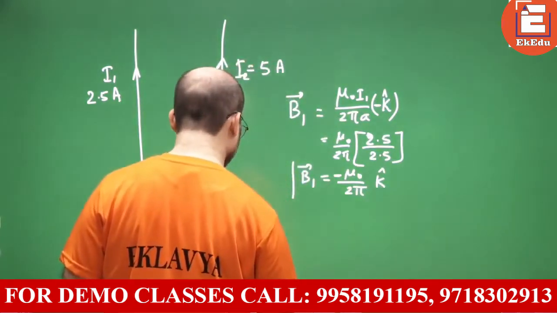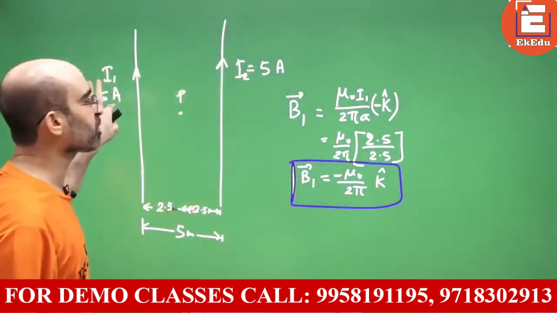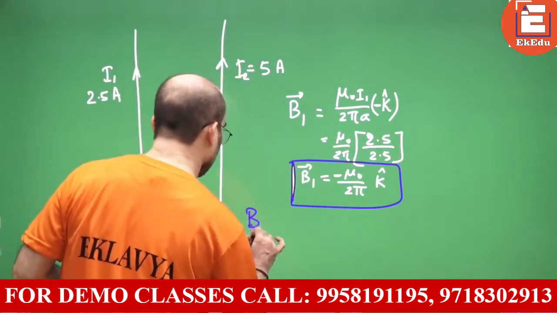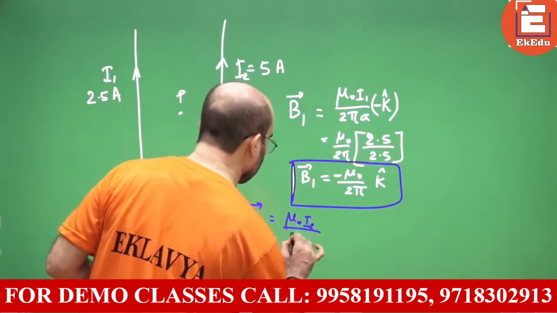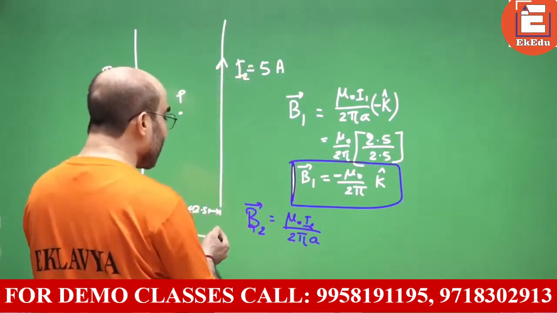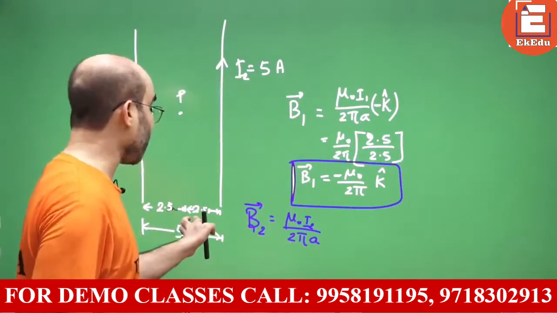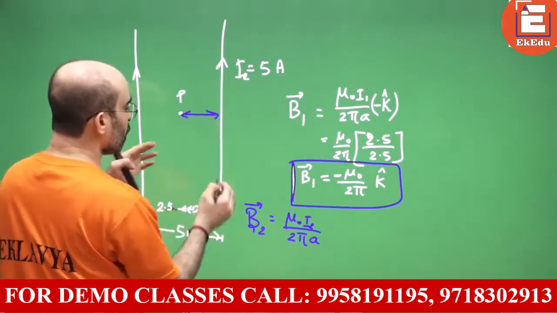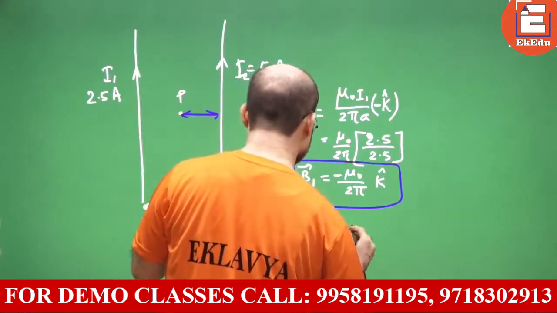So this we have already found. B1, the magnetic field due to this first conductor, we have found. Now the magnetic field due to this second conductor, what will you get? This will be mu naught I2 by 2 pi A. Again A is 2.5 only, because this distance is also 2.5. So this we will be putting.